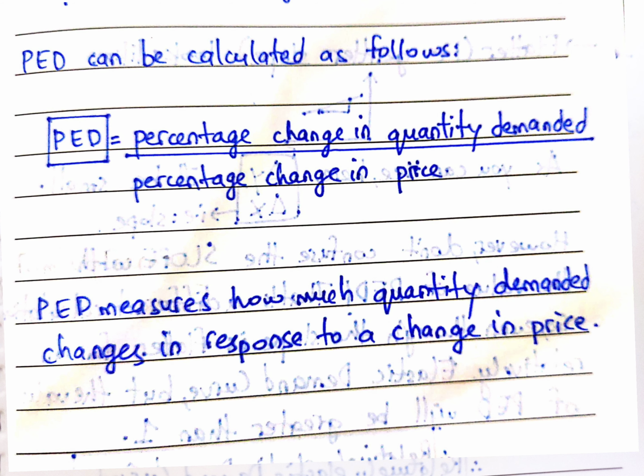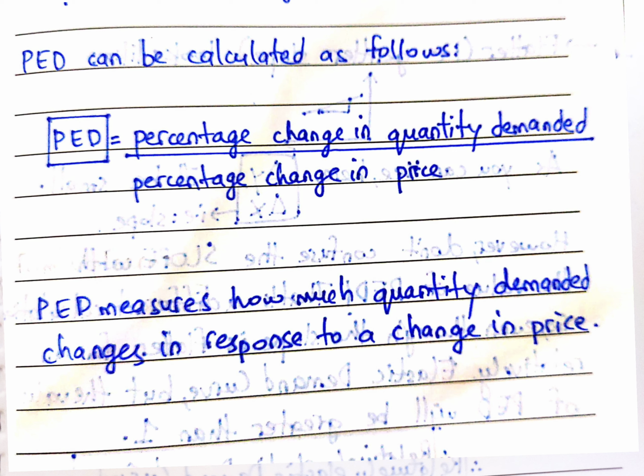Hi, in the previous video, we've looked at the concept of elasticity and, in particular, the price elasticity of demand. Now, in this video, we're going to look at the formula for PED, that is how we can calculate the price elasticity of demand. Okay, so if you notice, the formula is basically just a mathematical way of representing the description of PED that we've already understood.